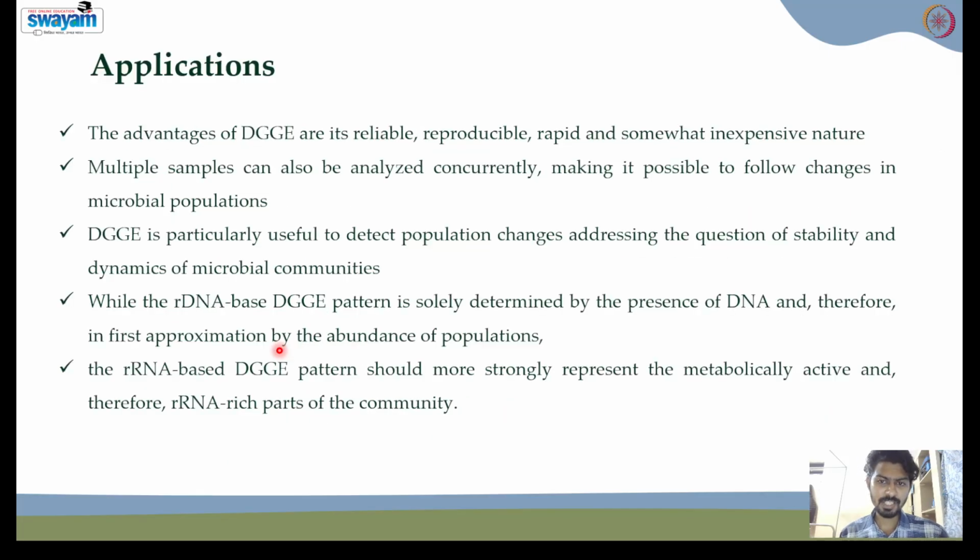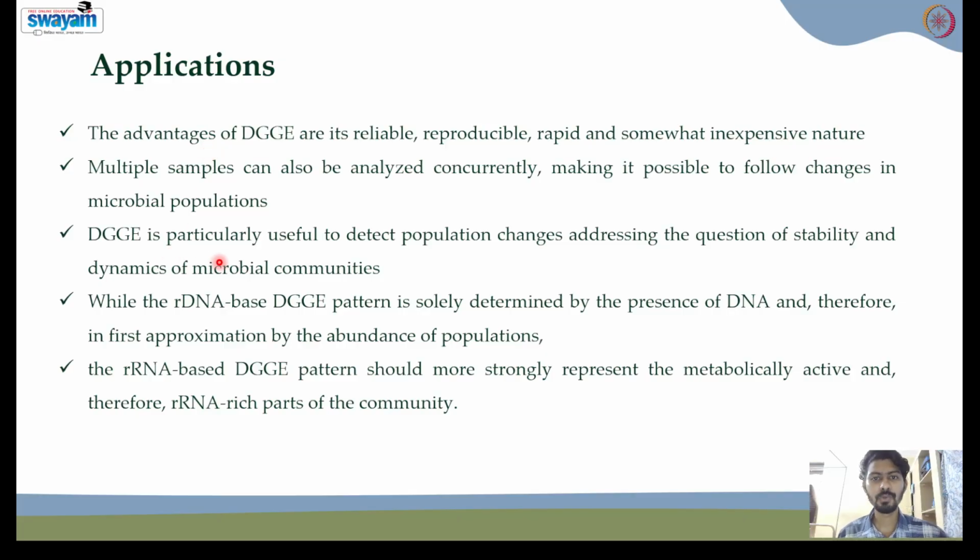So from the application point of view, the main advantage of this method is it's more reliable, reproducible, and rapid, and it is inexpensive when compared to the other advanced methods. And more importantly, multiple samples can be analyzed simultaneously. So this makes it possible to follow the changes in the microbial population. For example, if you want to analyze the seasonal changes of the microbial community in an ecosystem, at that point you can use DGGE because multiple samples can be analyzed concurrently.